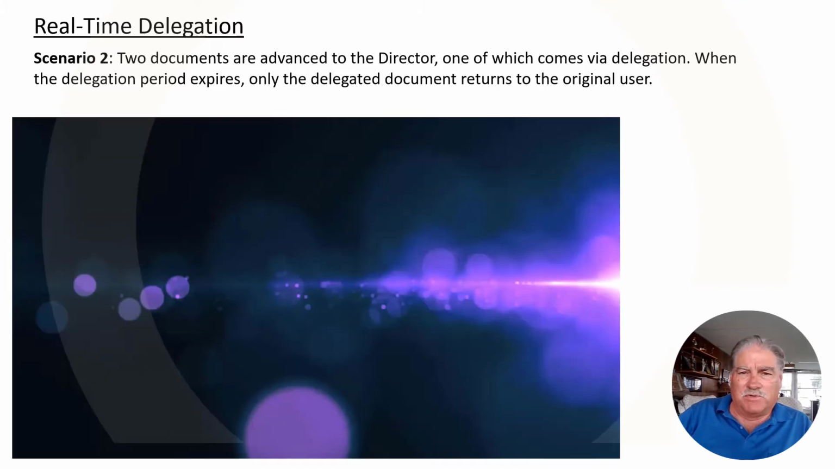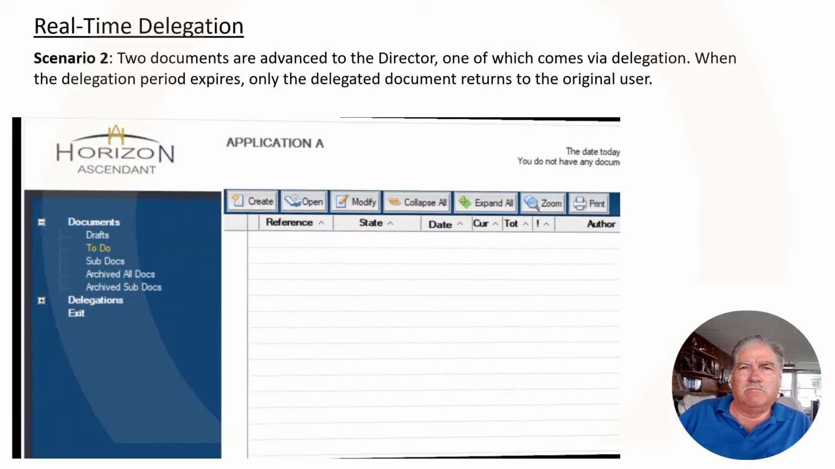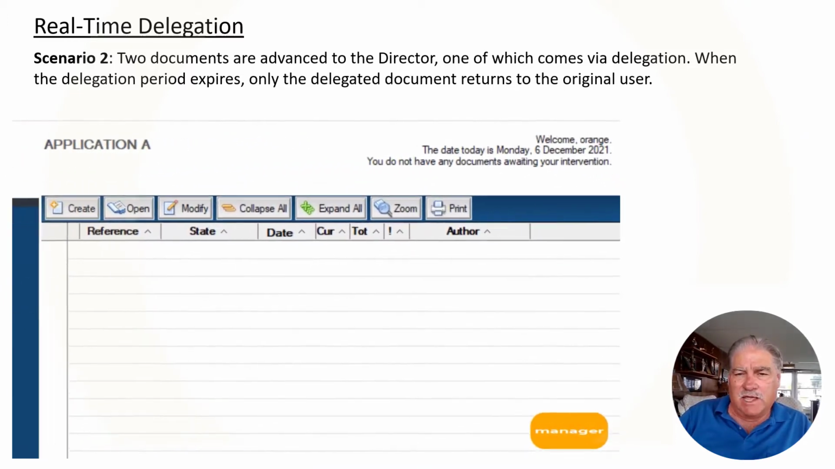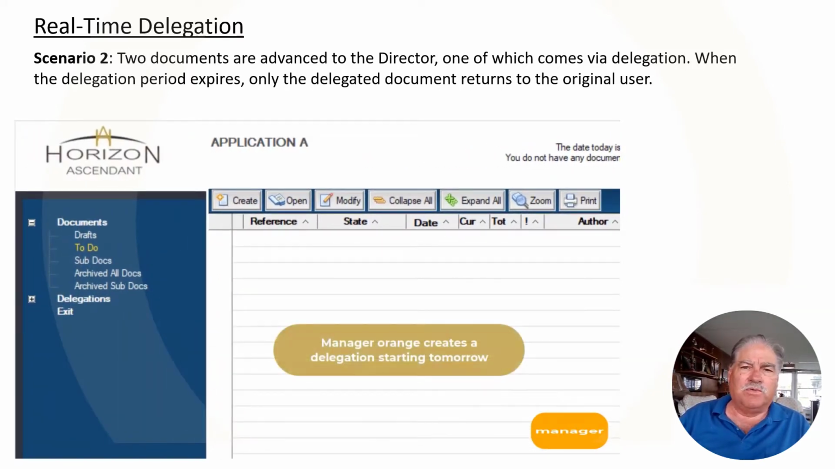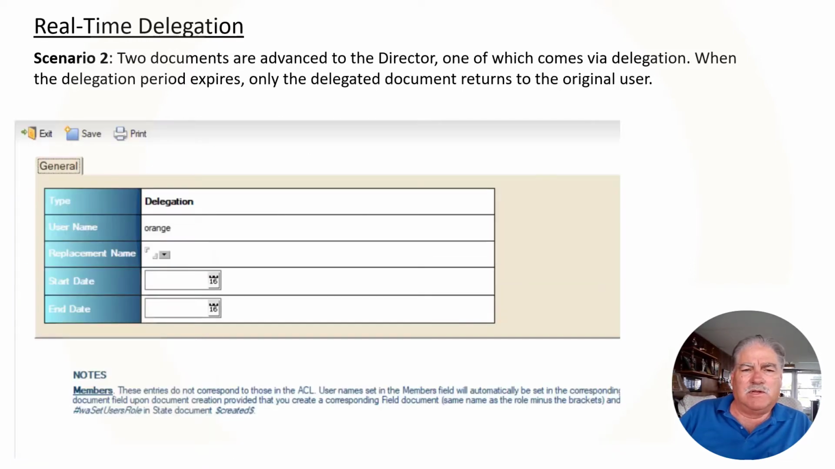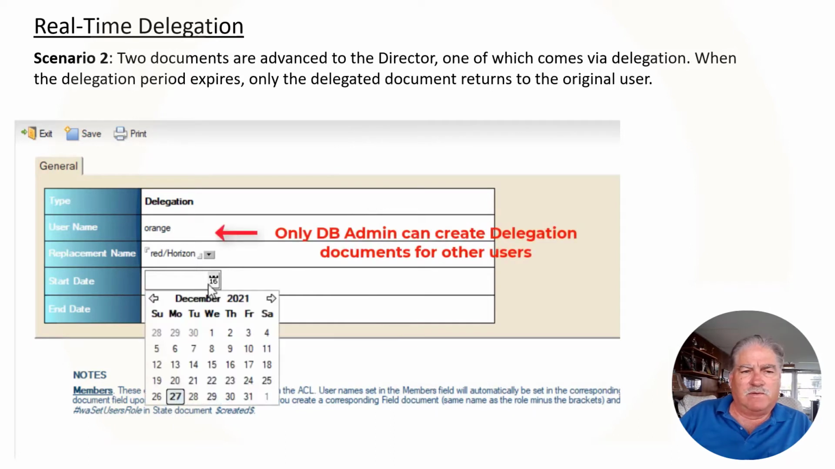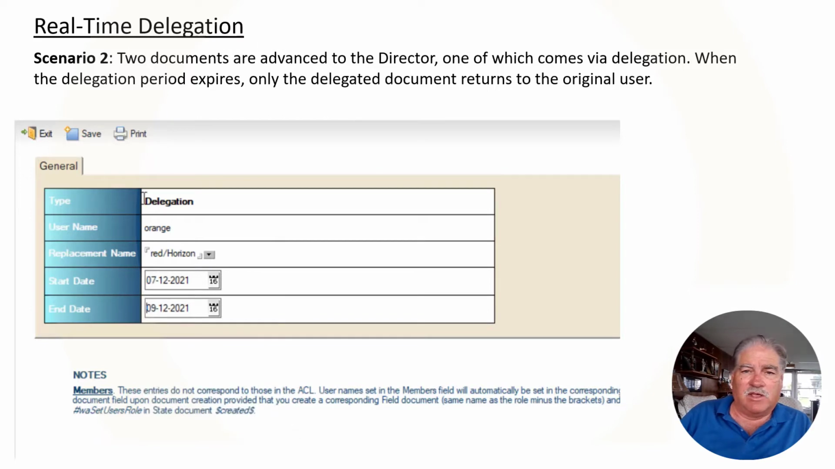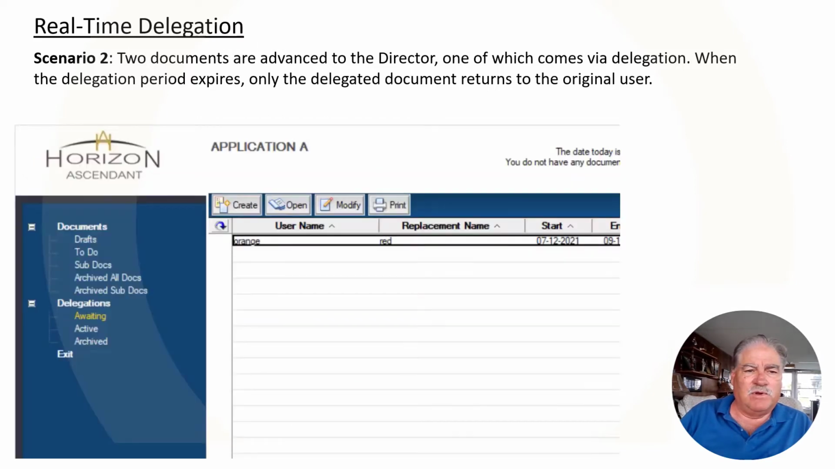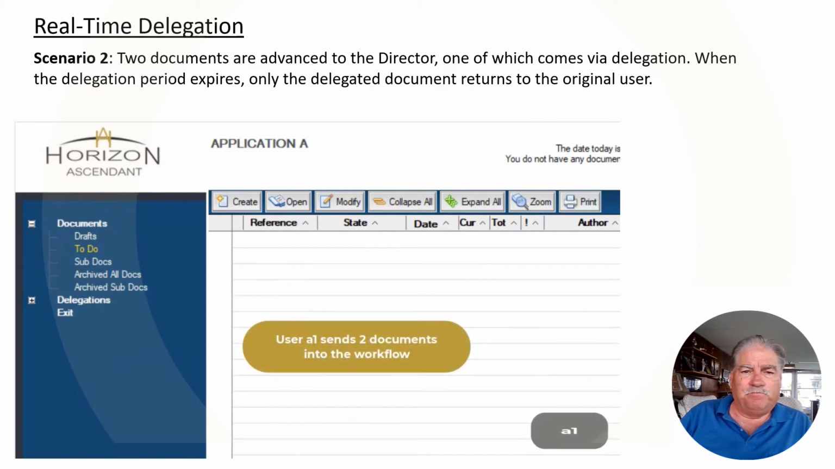So in this particular scenario, we want to prevent documents that are under the authority of the delegated to user being transferred to the delegating user when they shouldn't be. To demonstrate this, we'll first create a delegation document. You can see that Orange does not have the authority to create documents for other users, only the administrator does. So this delegation will be effective tomorrow.